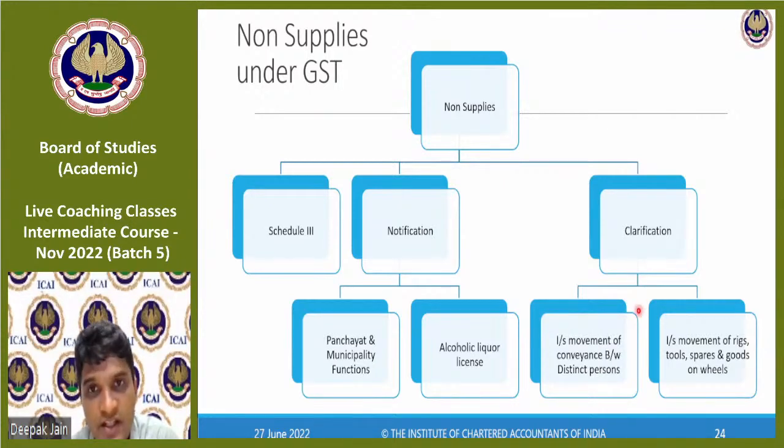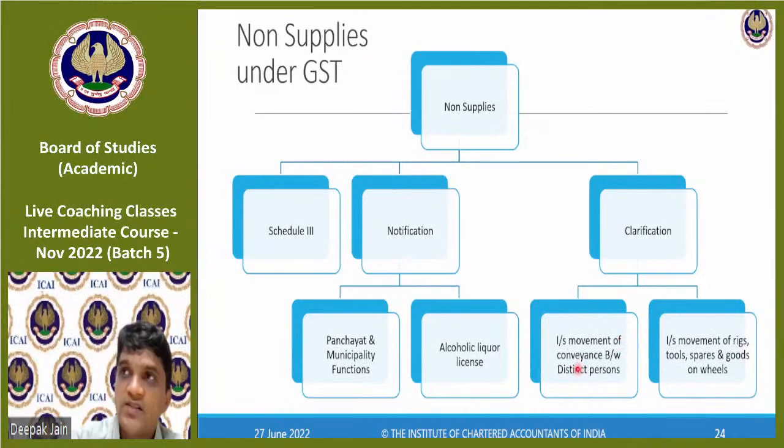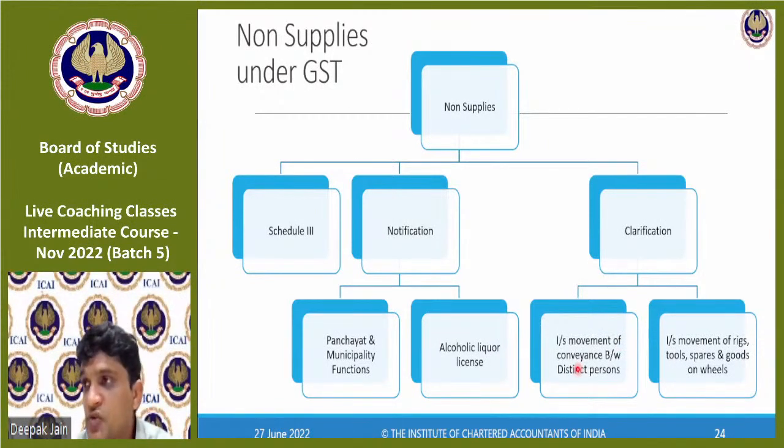Then there's a clarification which says that interstate movement of conveyance between distinct persons. We said any transfer between distinct persons is liable to GST, right? But interstate movement of conveyance, like lorries and trucks from one place to another, because you're using it only for your business purposes, even if it is between distinct persons, is treated as non-supply. And interstate movements of rigs, tools, spares, and goods on wheels are also treated as non-supplies.